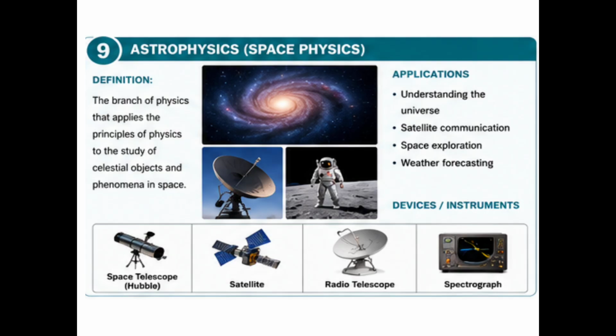Now, the devices that are associated with such branch of physics are space telescope. We have satellites. Of course, satellites can do a lot, can be used for military surveillance, can be used for scientific research, it can be used for global positioning system, it can be used for communication, it can be used for security surveillance, and many other things. We have radio telescope and we have spectrograph. These are branches of physics at a glance.